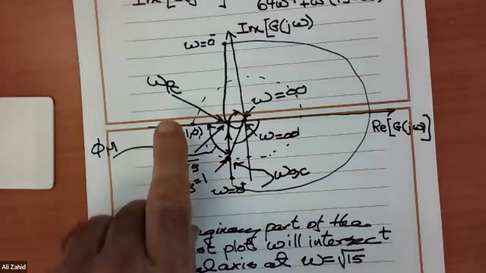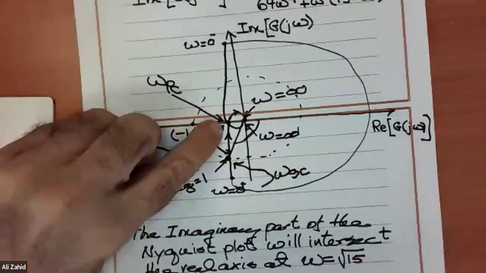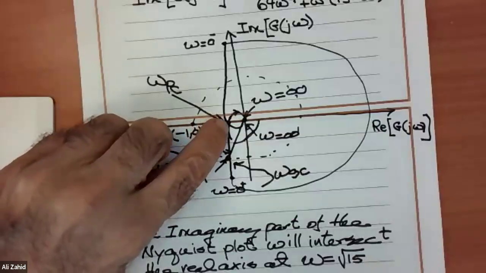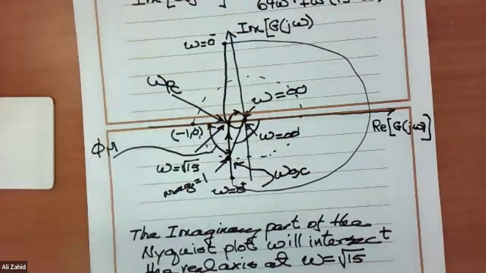Then what do you do with omega PC? Plug it in the real part of G of j omega. Remember, the imaginary part is equal to 0. What do you get? You get the point where the Nyquist plot intercepts with the real axis. Are you following me?